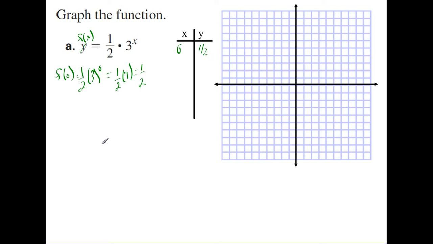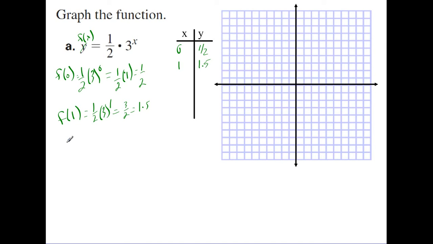We'll start plotting some points in a minute. I also want to look at 1 because I think 1's an interesting point. So we'll talk about f of 1. And if we look at f of 1, that's a half times 3 to the 1. That's 3 halves, or 1 and a half. So at 1, we're at 1.5.